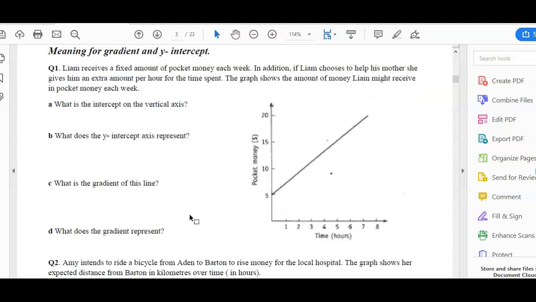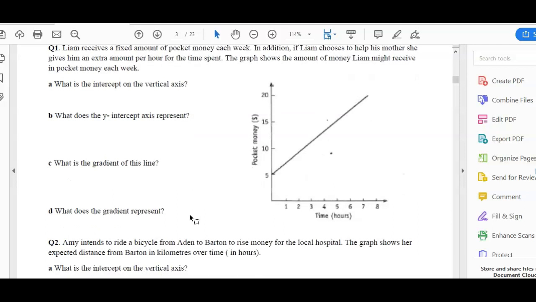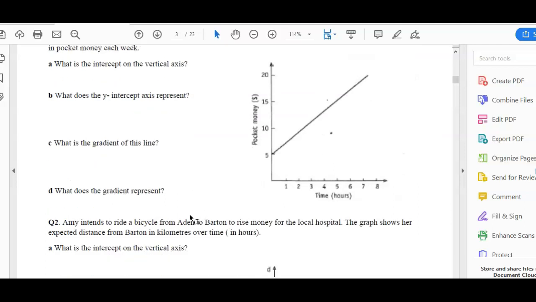What does the gradient represent? So for every hour that Liam works for his mum, he gets an extra $2.